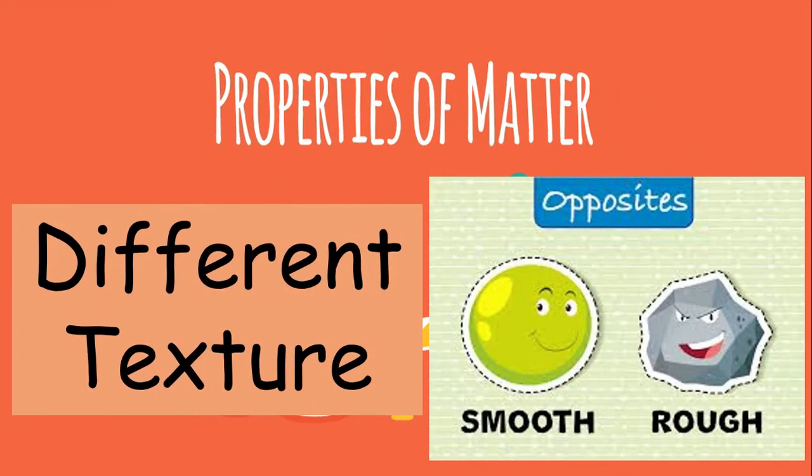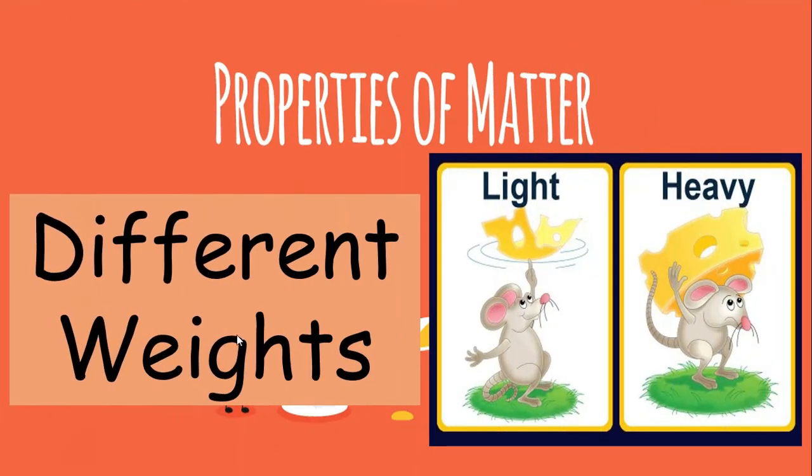Next, different texture. Matter can be different in texture. Some of them are smooth and some of them are rough, or even soft. Soft things can be a texture, but you need to touch them to know if it is smooth or rough. Okay, next. Matter can be different in weight. Some of them are light and some of them are heavy. Remember, when we say light, they are not heavy.